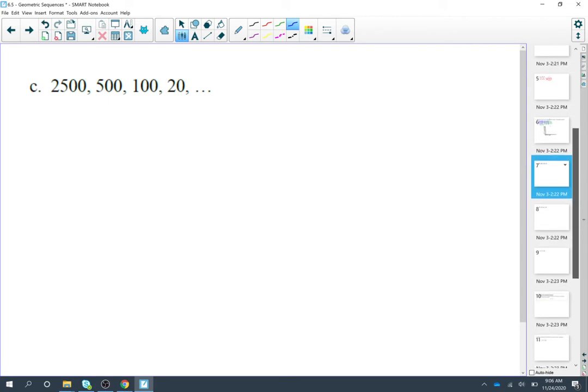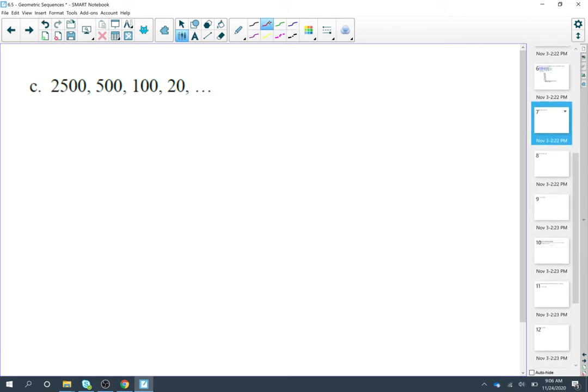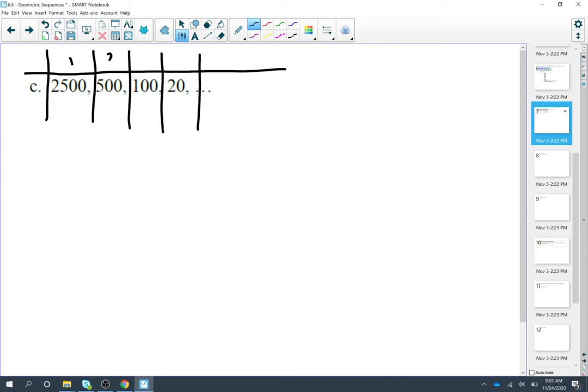Letter C. So letter C, I'm going to put our table back because we're going to have to graph this thing eventually. So this is 1, 2, 3, 4, and then we have to find 5, 6, and 7. Find your pattern. 2500 to 500. Let's see. Well, that's big. 500 to 100, it looks like we're getting rid of like a fifth. I think this is a fifth. And then 100 to 20, I think this is a fifth. Okay, grab your calculator and check that.